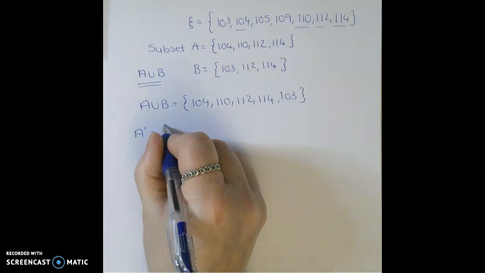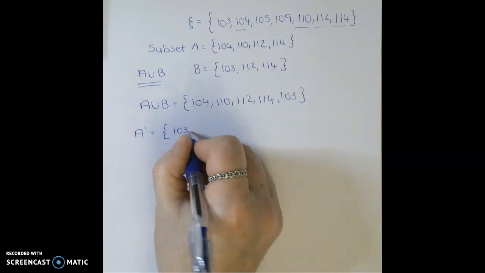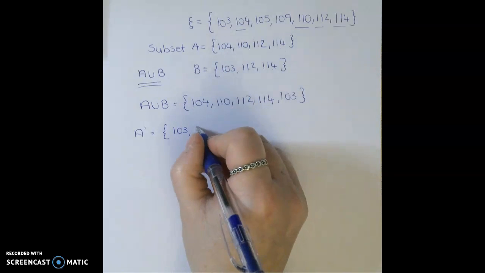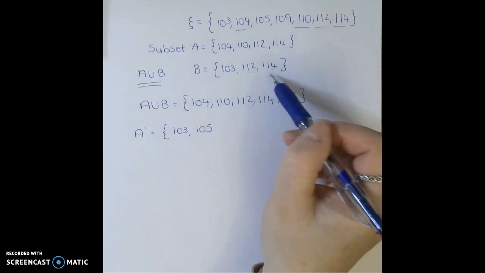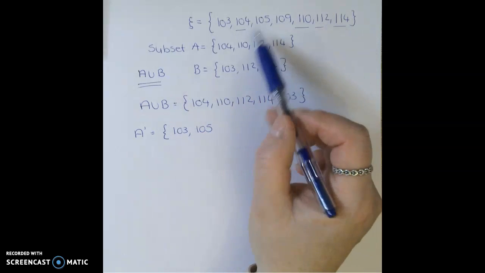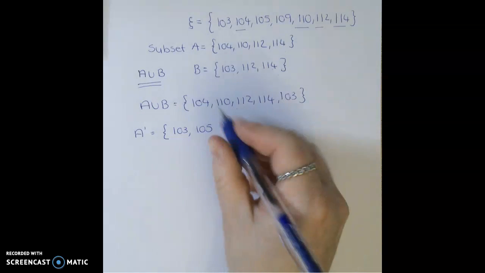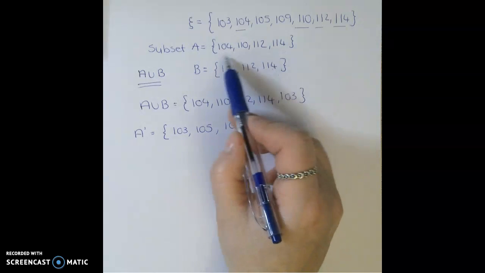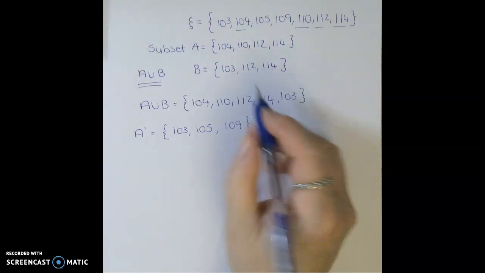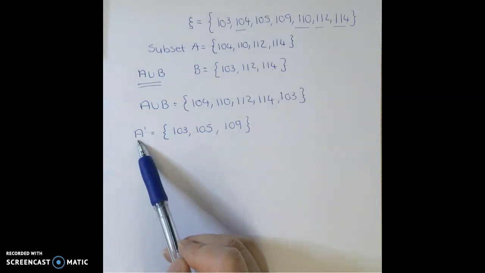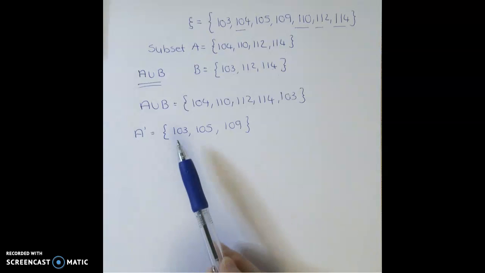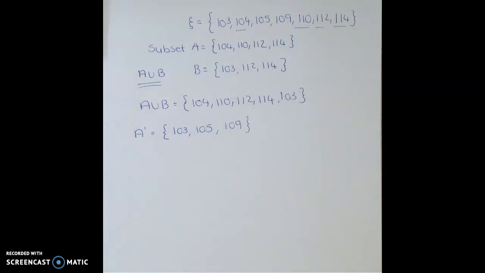So the numbers that are not in set A are 103, that's in set B, and it's not in set A. 105, that's not in set B, but it is in the universal set, and it's not in set A. And 109, that's not in set A either. So it doesn't matter that it's not in set B, because all we're looking for are the elements that are not in set A. So this is the new subset of not in set A, with 103, 105 and 109.